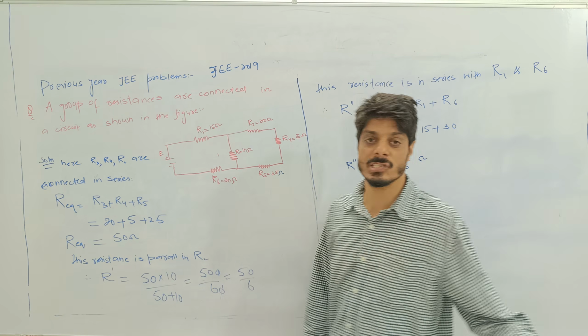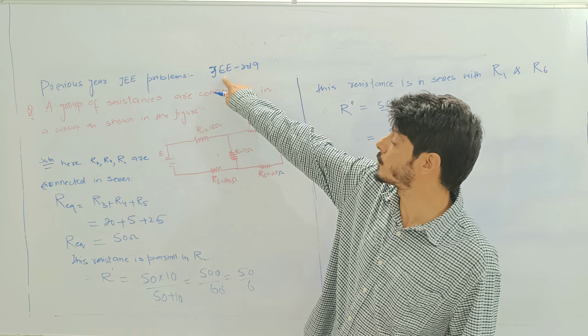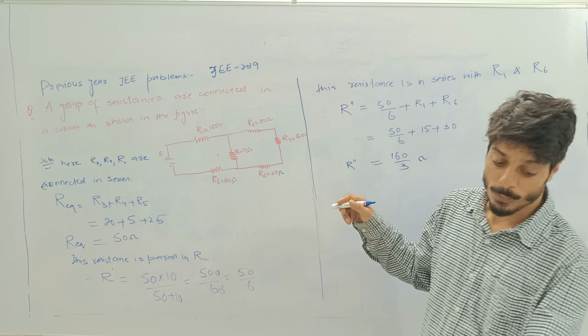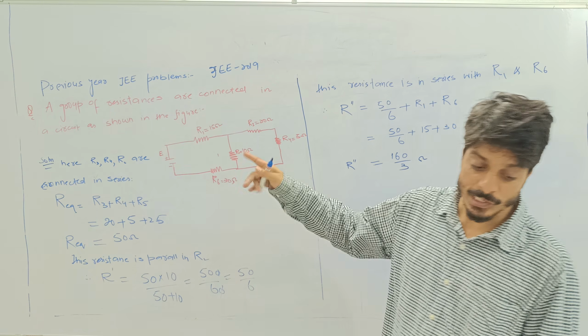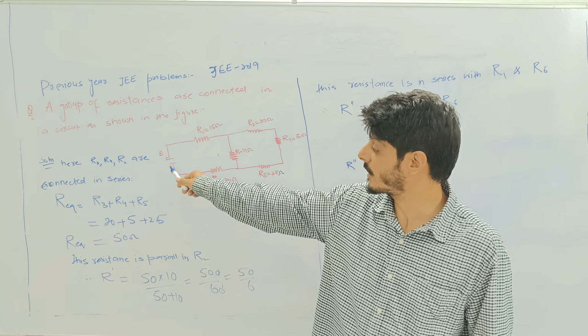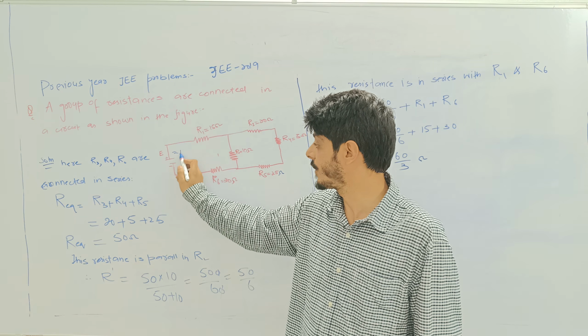So today we are discussing previous year JEE problems. The problem which has been asked in JEE 2019 is that a group of resistances are connected in series, and a current is drawn from the battery, while the battery potential is equal to 15 volts.